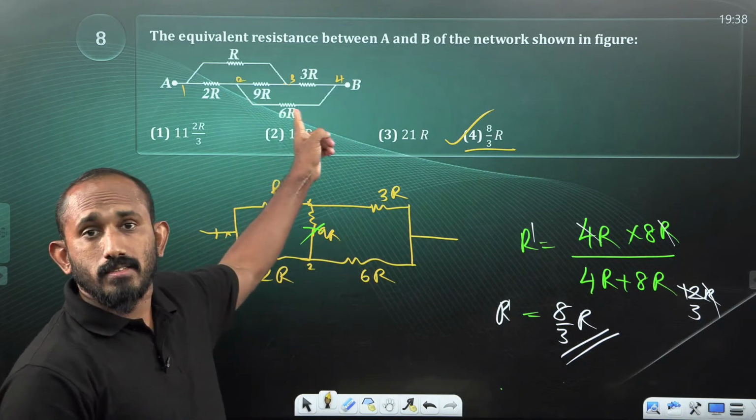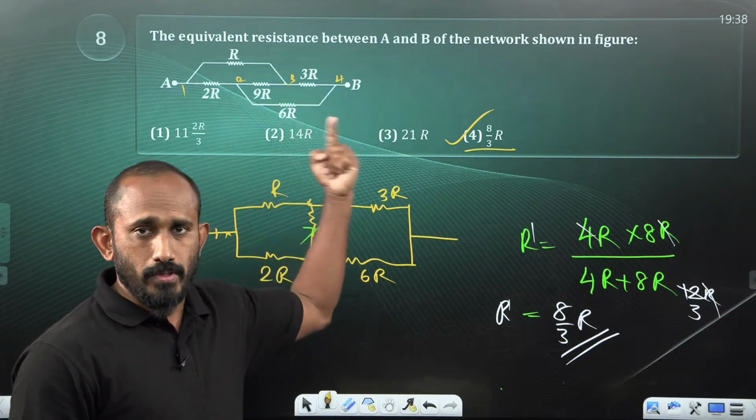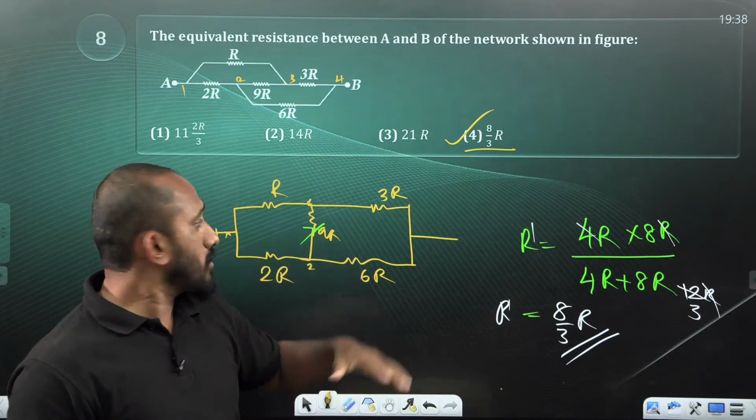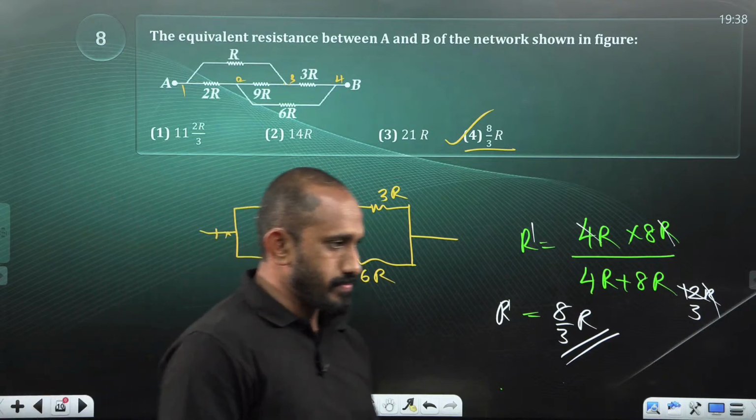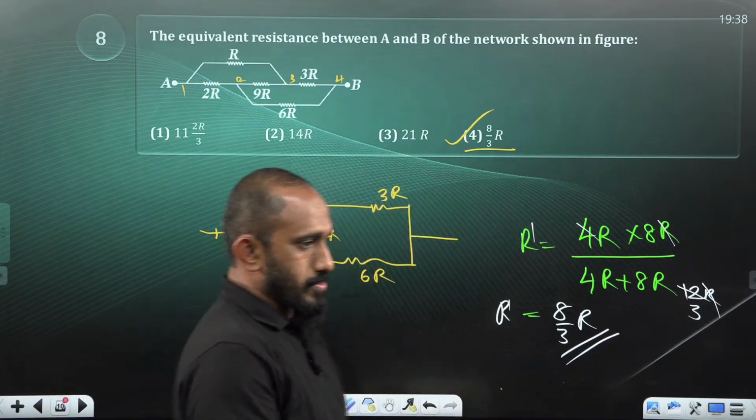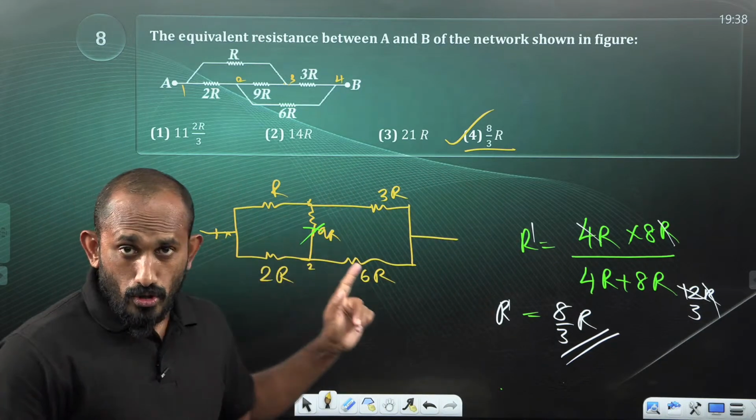So this circuit is equivalent to a Wheatstone's bridge. Balanced condition, R by 2R, so P by S is equal to Q by R. You study this one. Let's go to the next question.